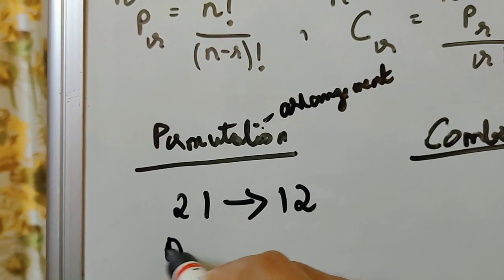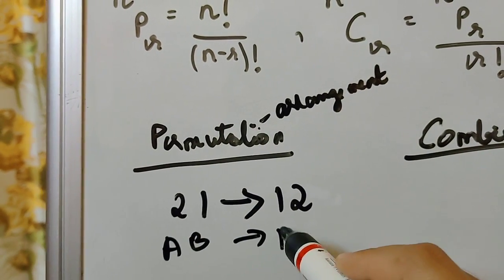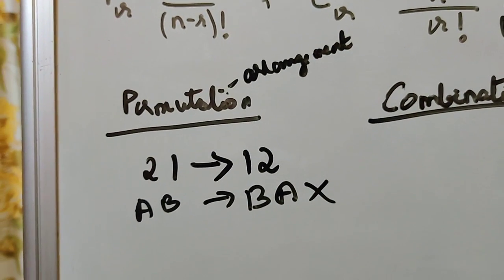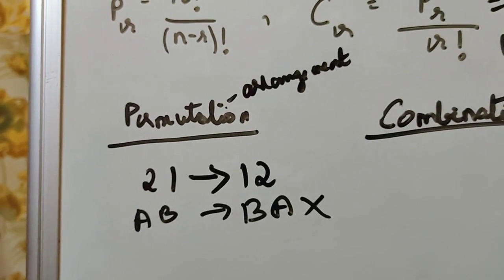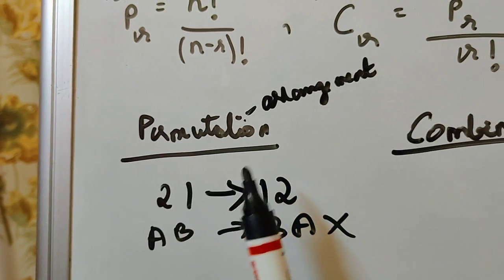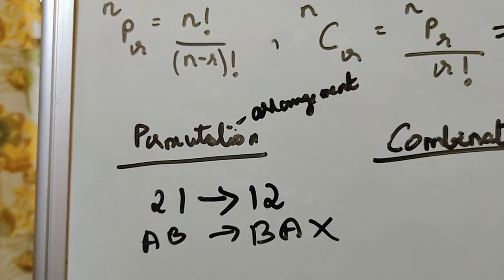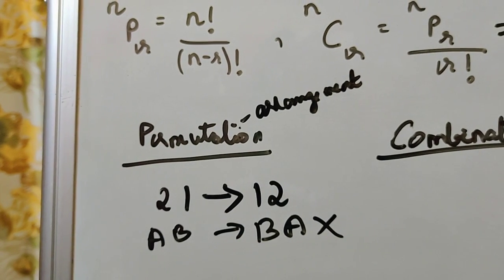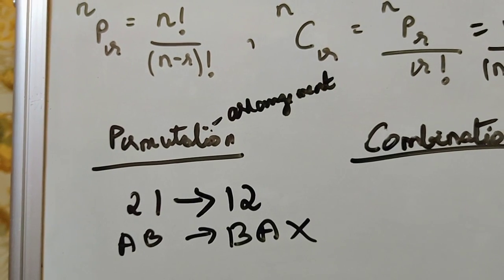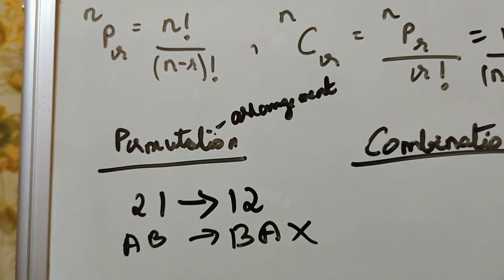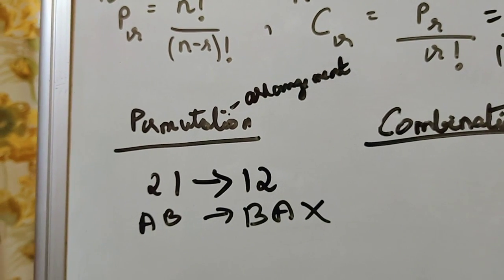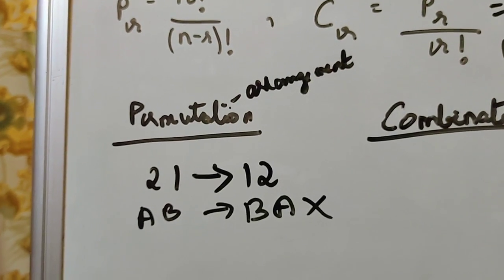Say this is your AB. Now when you turn it into BA, your answer will not be the same as AB. That means their order matters. Once you change their order, their position, the answer will change. This number is 21 and this is 12. Both are 2-digit numbers, but the numbers are different. So that is permutation, where AB is not equal to BA when you change their order. Order matters in this case.